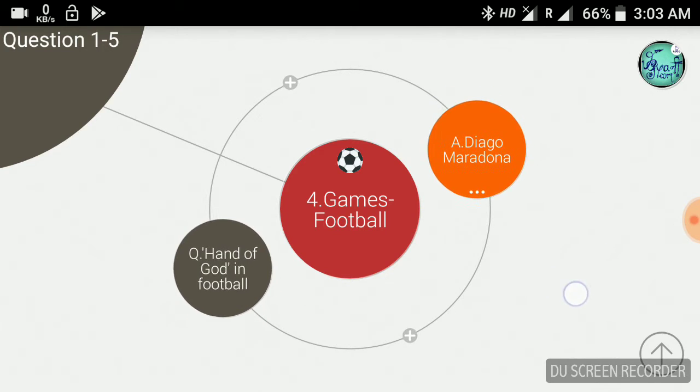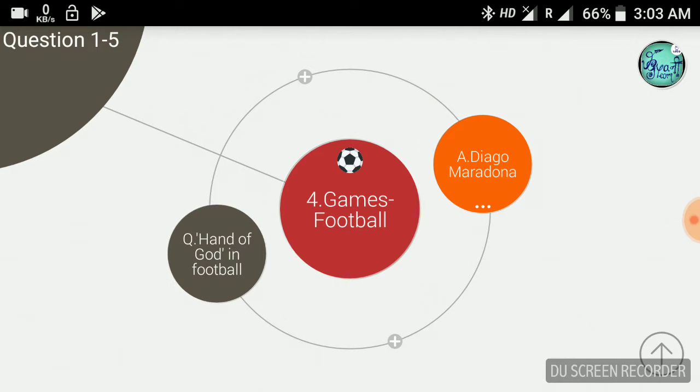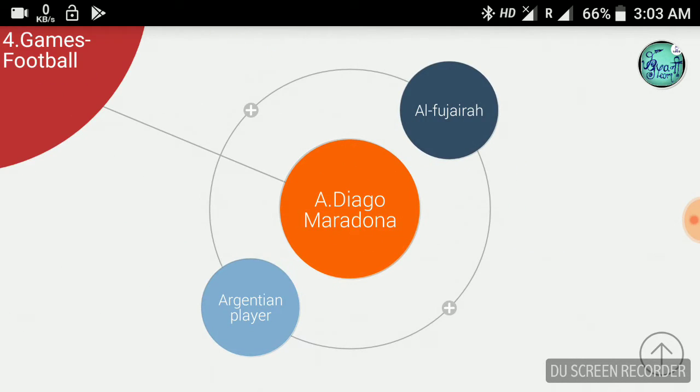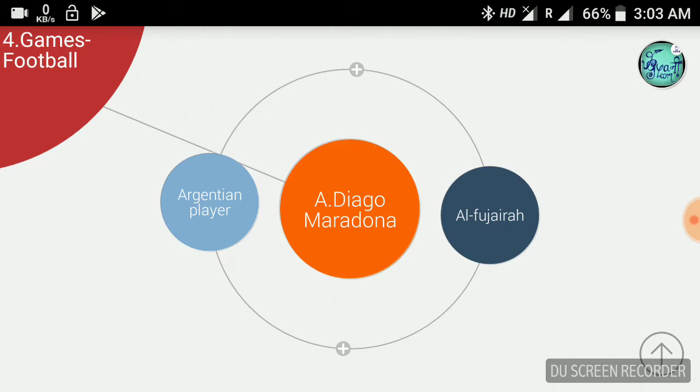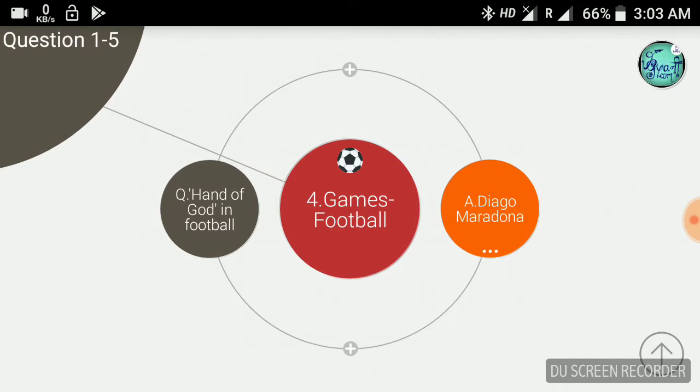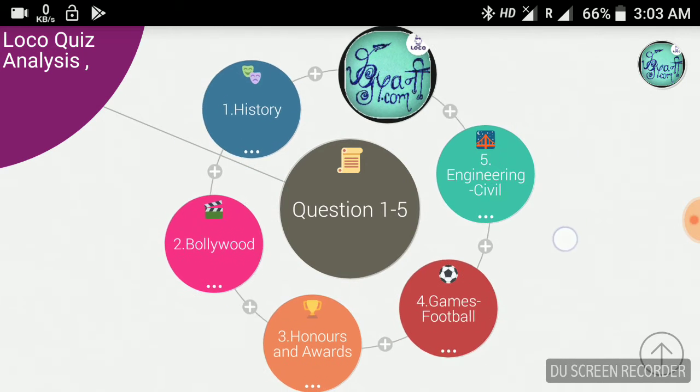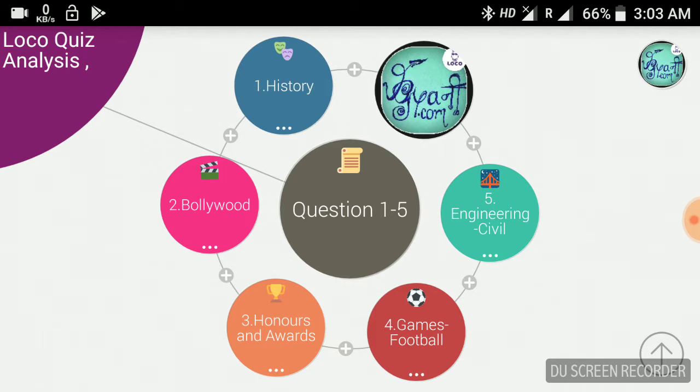who was named the Hand of God because in one of his matches he hit the ball using his hand, and the referee did not even notice it. He did it so quickly. That's why he's called the Hand of God, Diego Maradona. And I want to mention that he's an Argentinian player, and he played for the team Al Fujairah. Diego Maradona, I think you will not forget it. I will revise this after completing all.